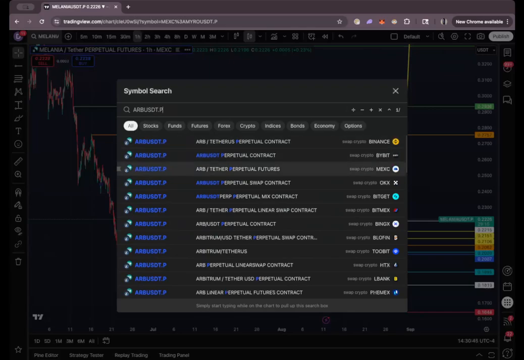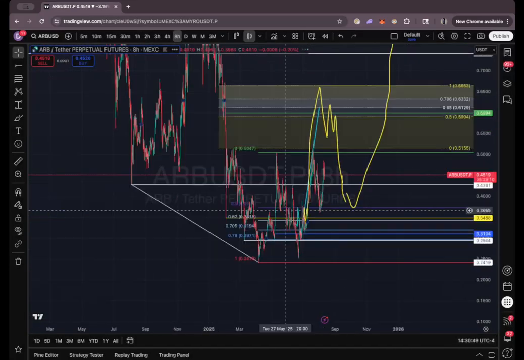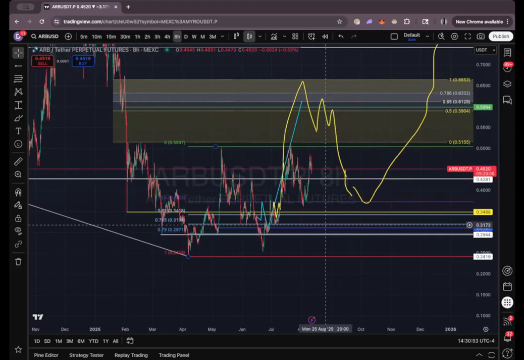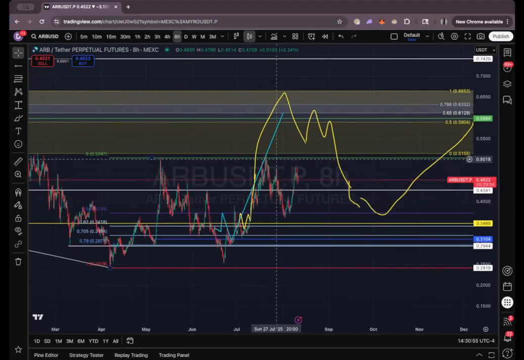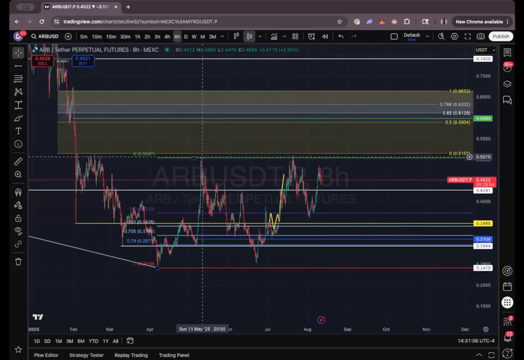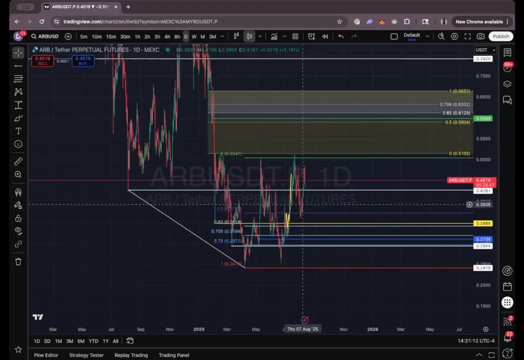So ARB, since there's a lot of requests now. I drew up ARB for you guys all the way back in June, and look at that, sort of following, right? I'm going to delete this. We did a sweep of that low, we reconsolidated, we pushed the high. Now I'm going to clear this up a little bit. We've made an equal high right there. Daily 8 hour equal high, and then the daily never tapped.